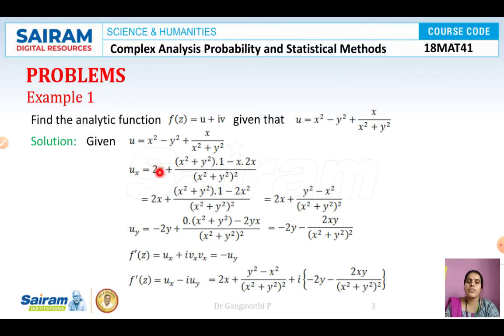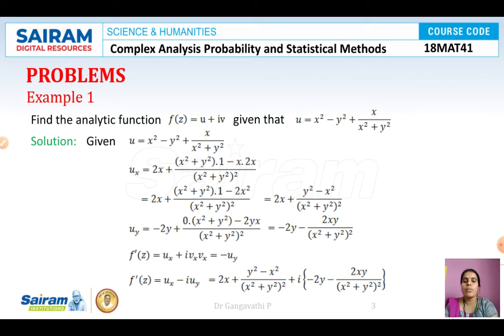Differentiation of x square is 2x and differentiation of y square is 0 because differentiation is with respect to x. Y acts as a constant and differentiation of y with respect to x is 0. So only x square gives 2x plus, here you have x both in the numerator as well as in the denominator. So we have to use the quotient rule, that is the u by v formula.